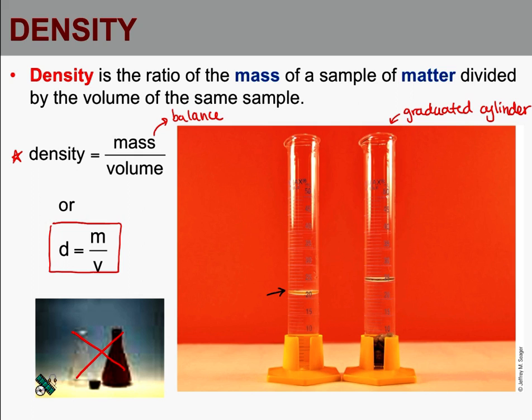So here we just have an initial volume of about 21 milliliters. And then we add the solid object. And then we measure the final volume in this graduated cylinder. So let's say this is about 25 milliliters.